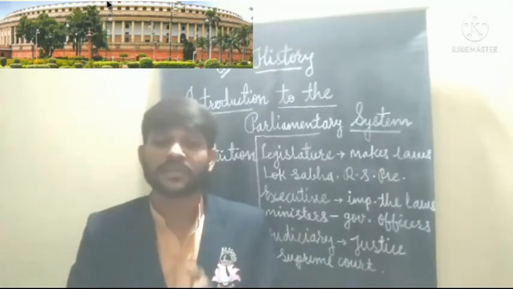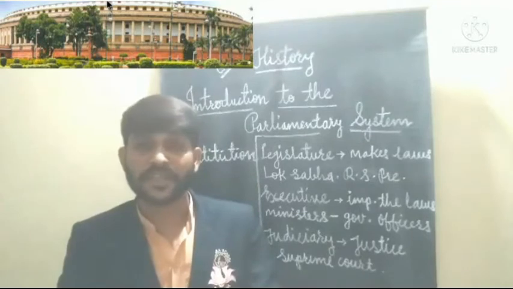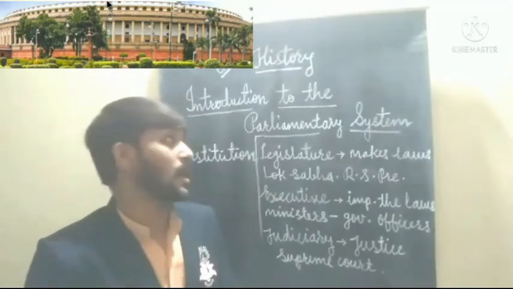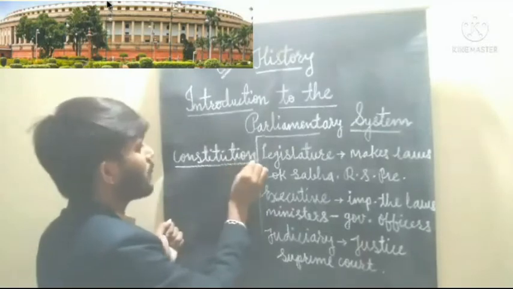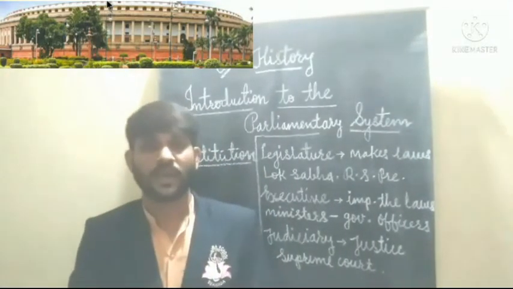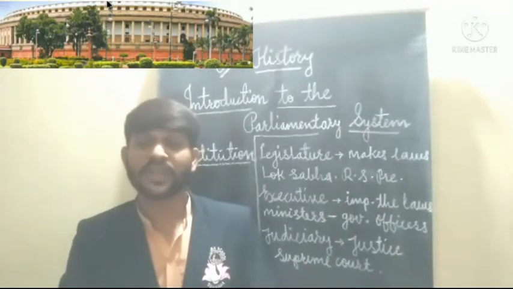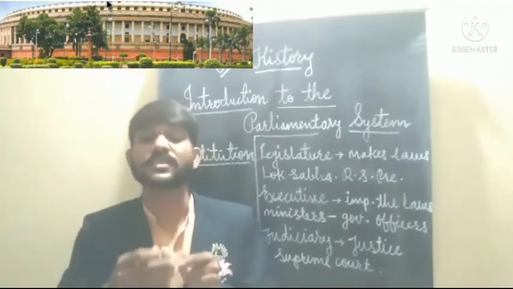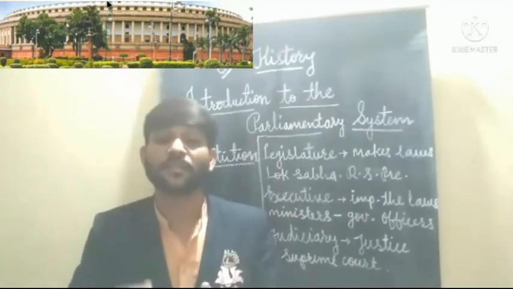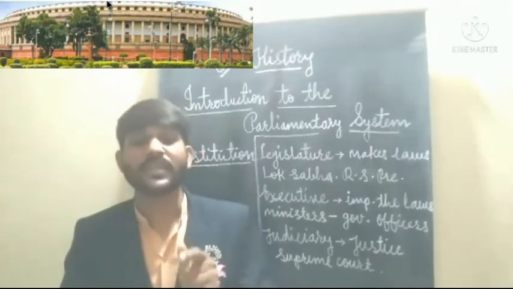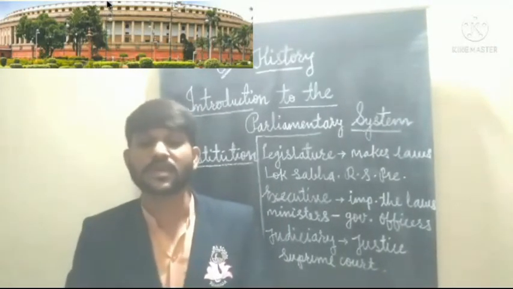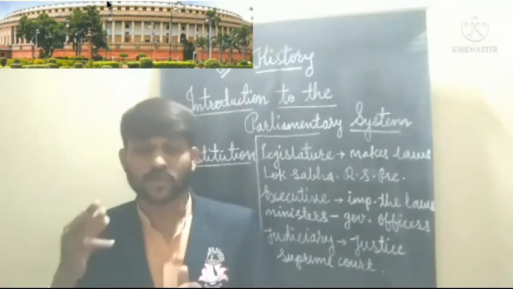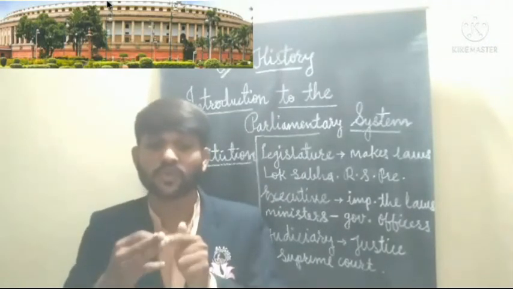The functions of these organs, their jurisdictions, the limitations on their power and the interrelationship between these organs are decided by our constitution. It is the nature of these organs and their interrelationship which determines the system of government that can be adopted in a particular country. There are two main types of government system: the parliamentary system and the presidential system. So we can understand two governmental systems through this chapter.